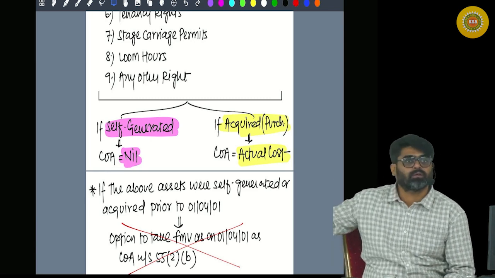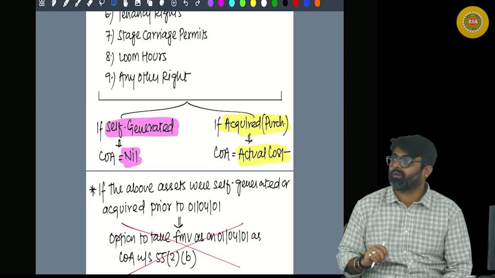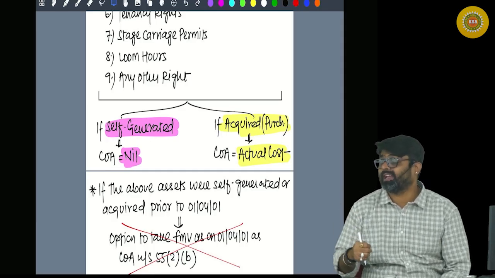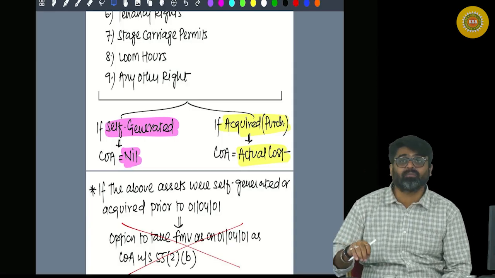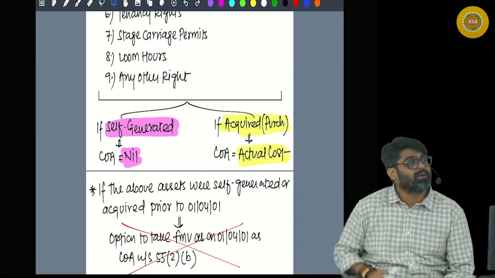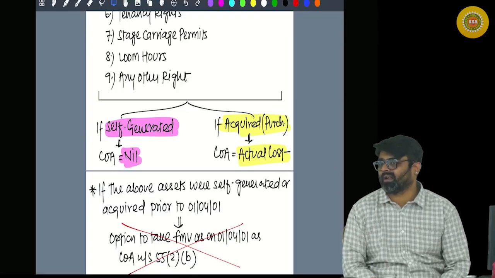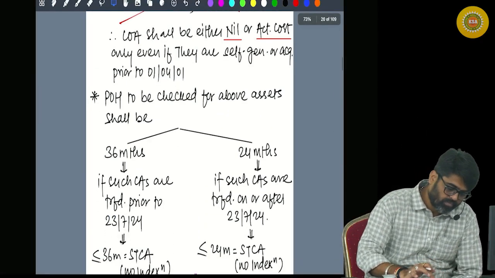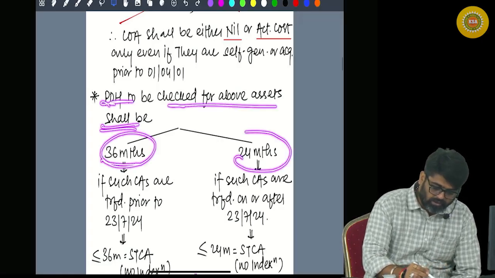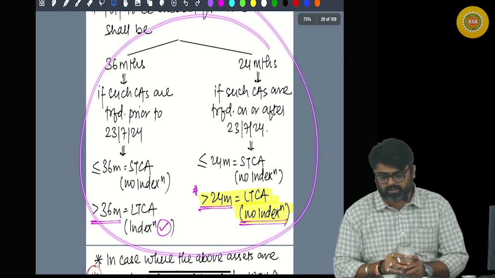Cost we have, no indexation. But what if the period of holding happens to be more than 24 months? Then the asset is long term. The resulting gain will also be long term. Cost also I know, but I will not take any indexation. Will you remember? The period of holding to be checked shall be 36, shall be 24. Read this part, this entire part I have just now discussed.